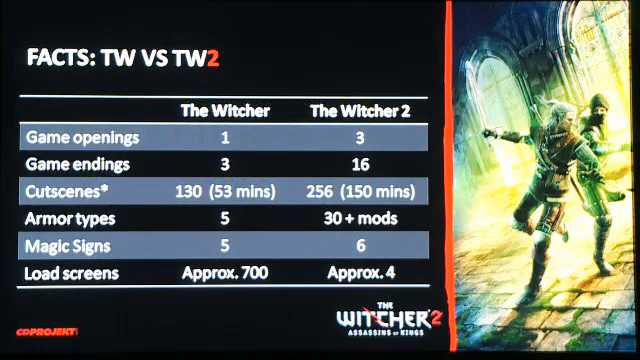Alright. This one we're actually showing because some of the people that already have seen The Witcher 2 were wondering, were asking, are you making a smaller or a shorter game? This is proof that we're not. In many aspects, The Witcher 2 is a bigger game than The Witcher 1. More openings, more endings, more cutscenes. You won't be able to see all the cutscenes within one playthrough. More gadgets in your inventory.